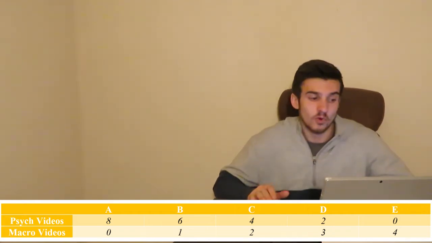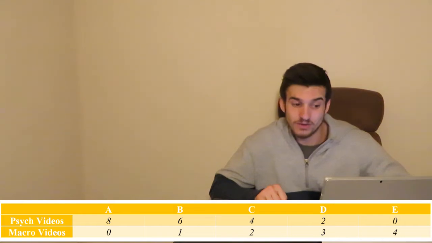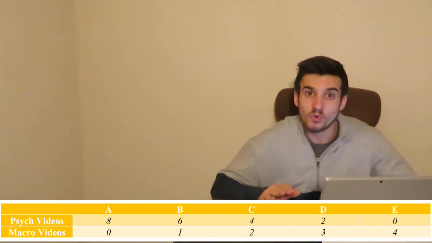Now let's get back to our table. Notice how for each macro video I gain, I lose 2 psych videos. This is true for movement along each point. So from point A to B, I'm losing 2 psych videos, gaining 1 macro. B to C, losing 2 psych, gaining 1 macro. This gives us something called constant opportunity cost.